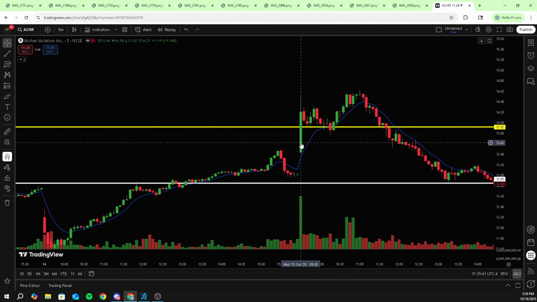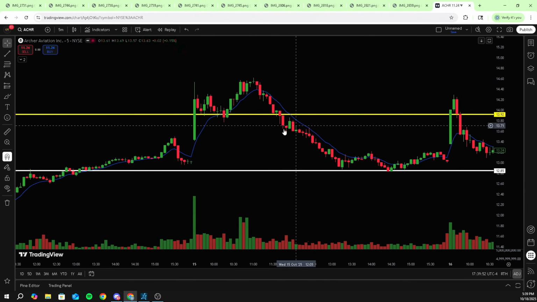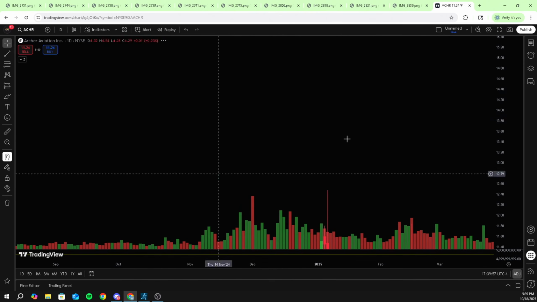This is a 9% or 10% 5-minute candle, and we were up like 220% right here. I pretty much trimmed everything off on this 5-minute, then I held some runners, and I stopped out on the rest in profit somewhere in this area right here. So ACHR was a very clean setup, and we caught a big move out of it.